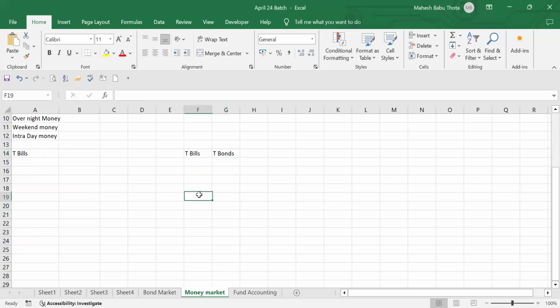Do you know about the opportunity cost? What is an opportunity cost? Chance. Opportunity cost. Opportunity is chance. I'll tell you.